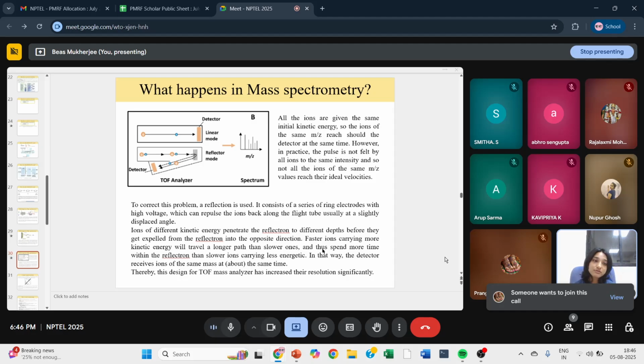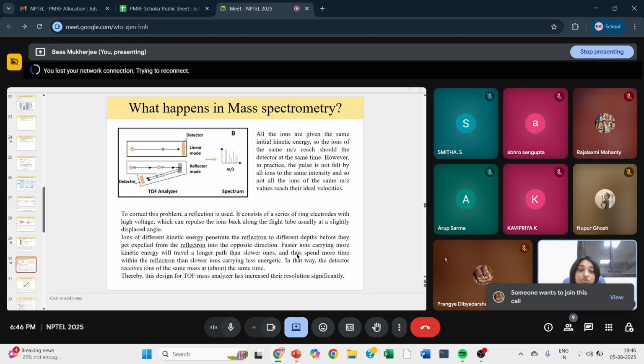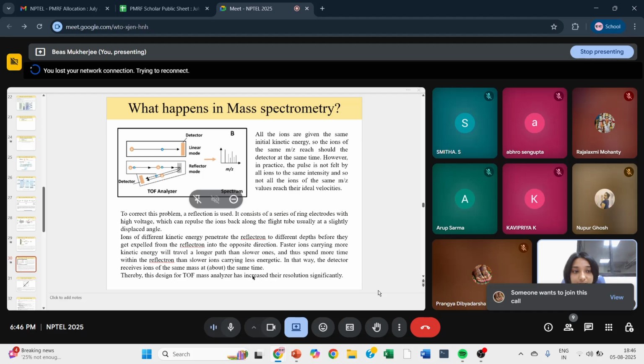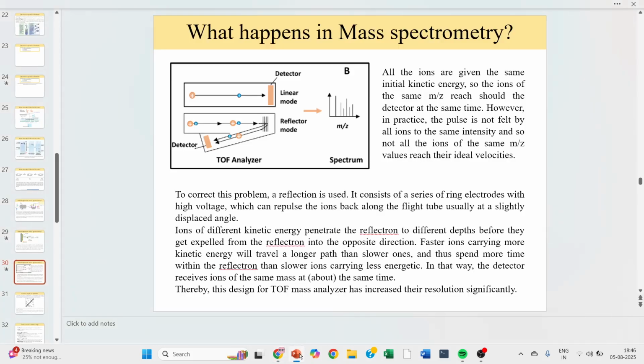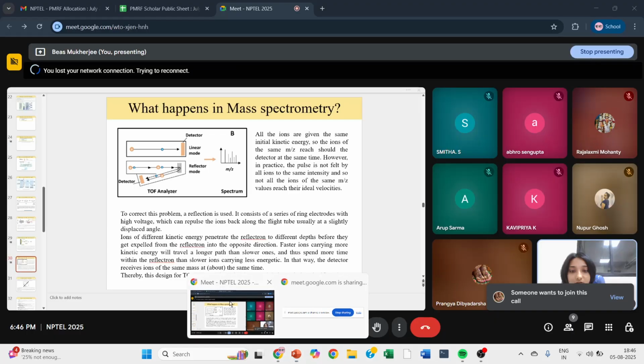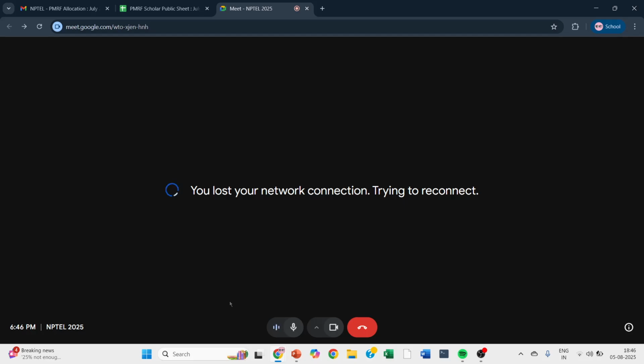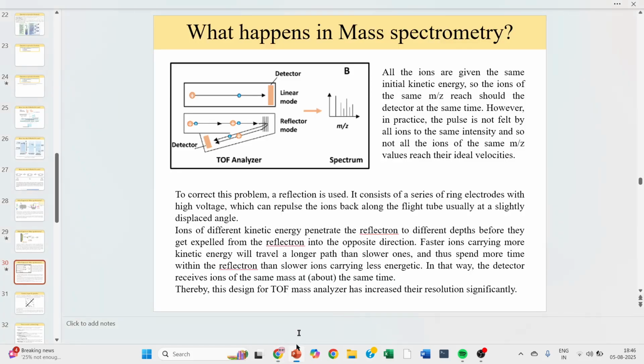So this is a very useful technique, mass spectrometry. You should read about it, and it's very important from your exam point of view as well. So whatever exams that you're appearing for, be it GATE, be it CSIR NET, be it DBT, these are questions that you can expect.